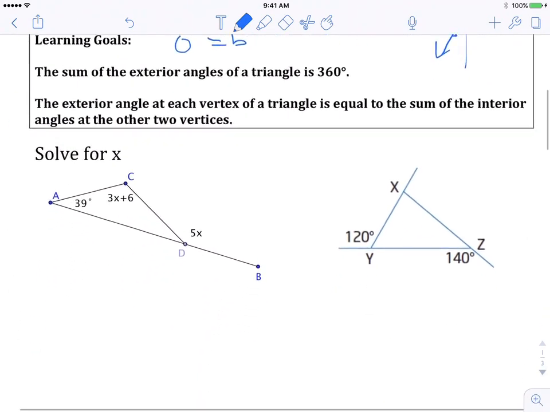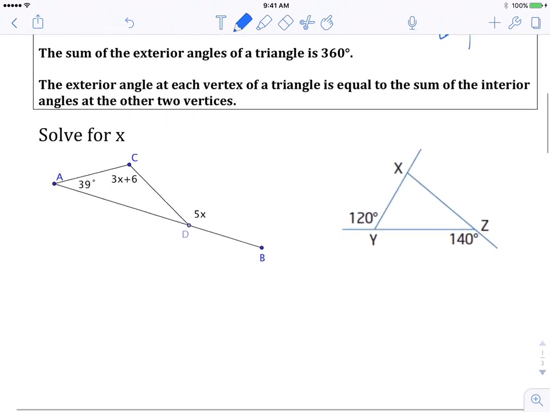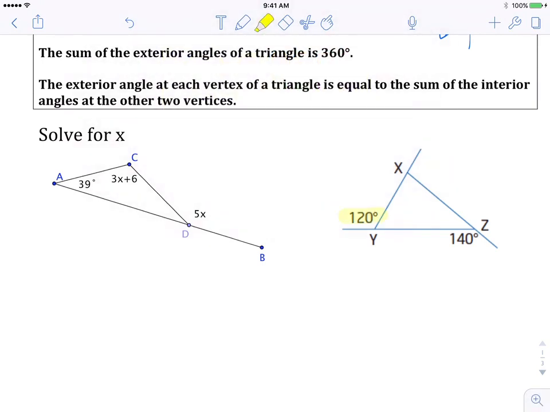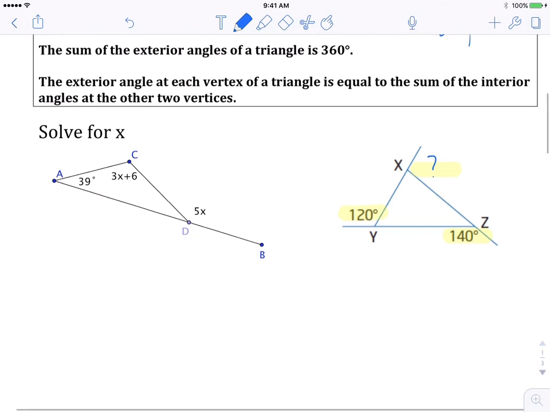All right, let's look at the learning goals for this. The sum of the exterior angles of a triangle is 360. What that means is, if I add 120 plus 140 plus this unknown angle, we'll give it a question mark, the sum of those three exterior angles should be 360 degrees. The second point here is the exterior angle at each vertex of a triangle is equal to the sum of the interior angles at the other two vertices.